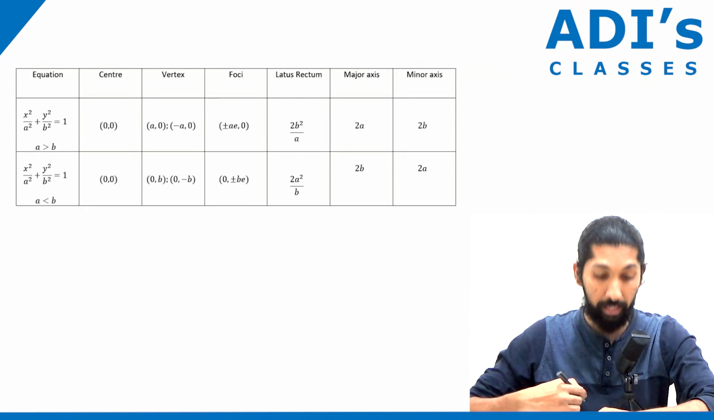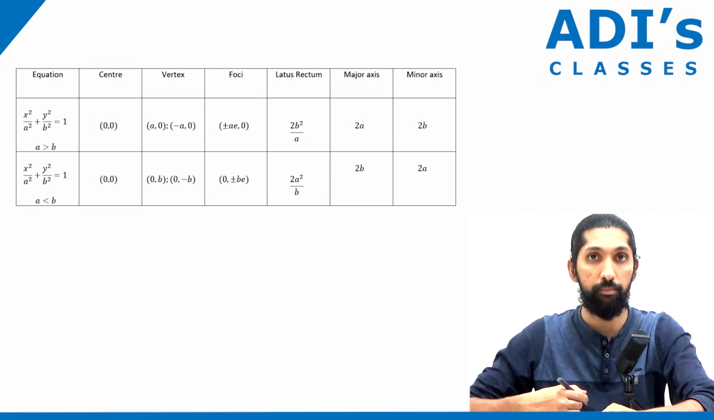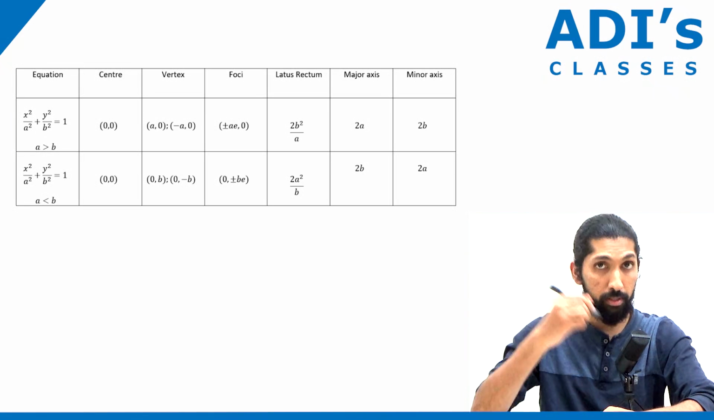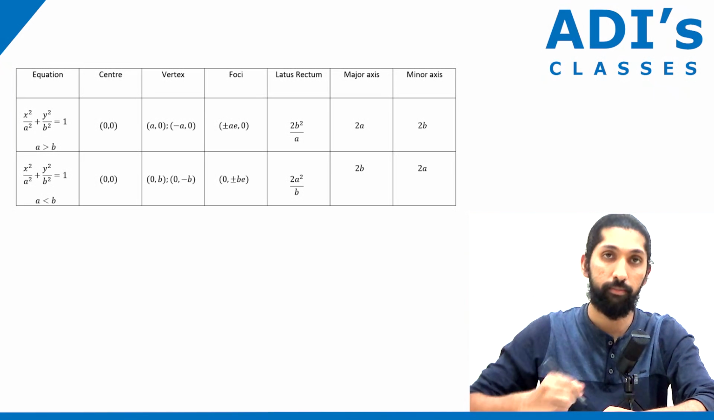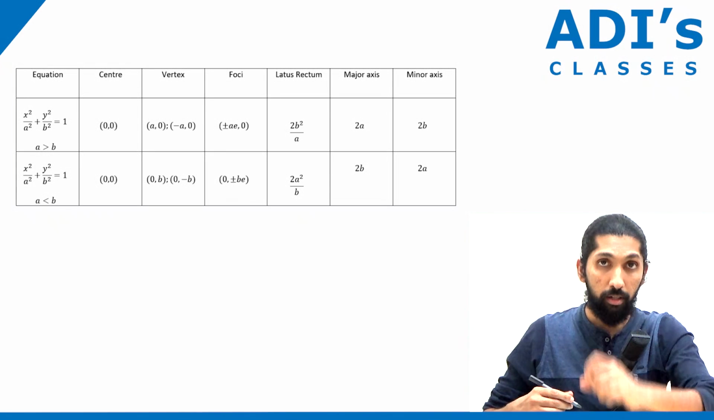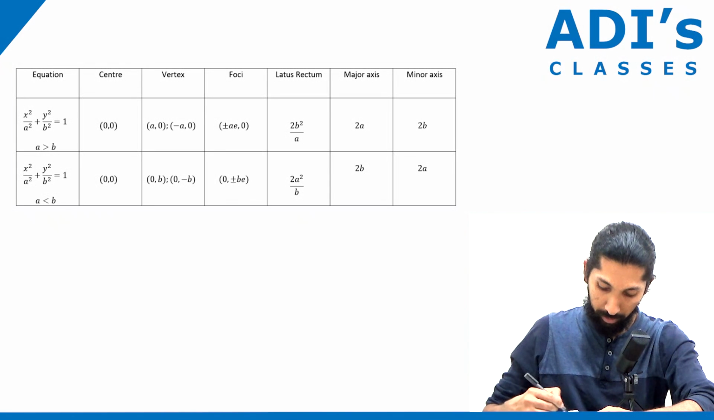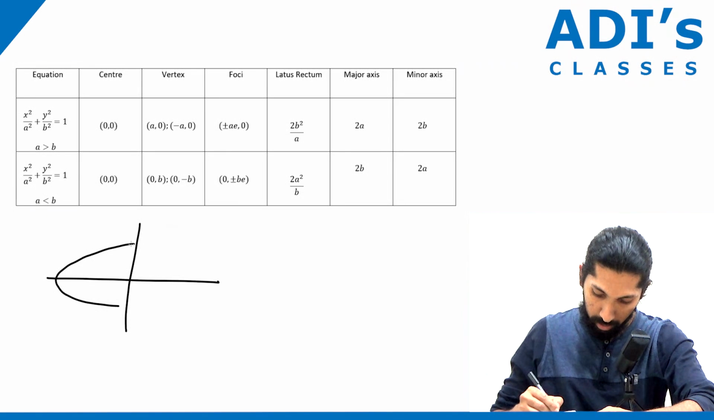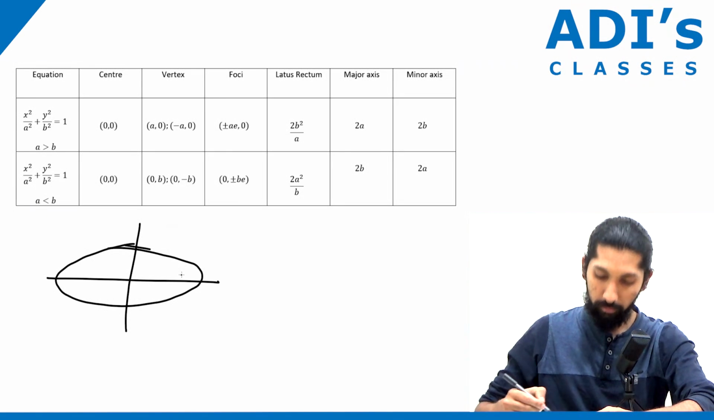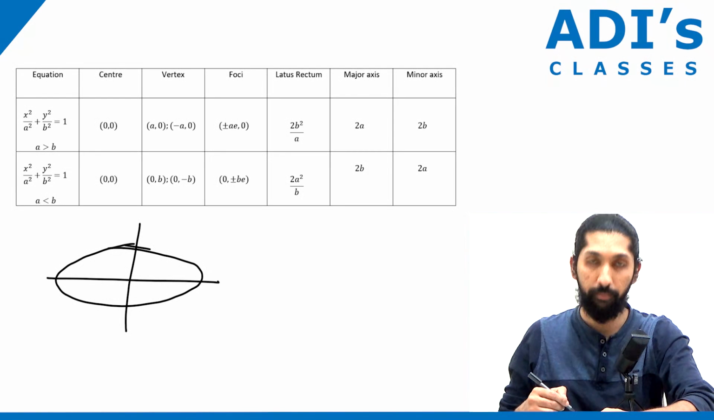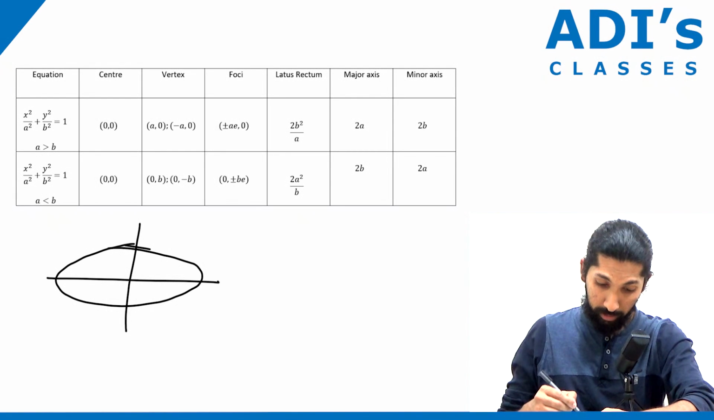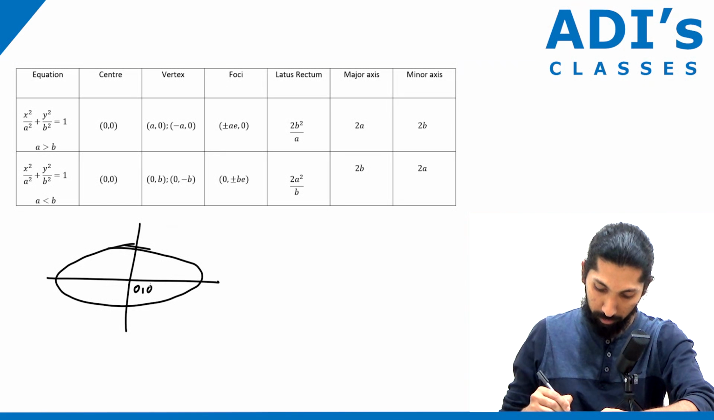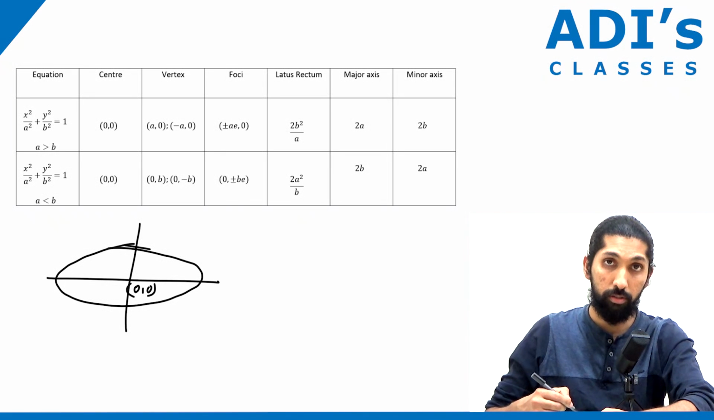See, when you have an ellipse, this is the equation of an ellipse. X square by a square plus y square by b square is equal to 1. Now here, if a is greater than b, then you're going to have an ellipse, something like this, correct? Assume approximately like this. For this, the center is 0, comma 0, which is the origin.